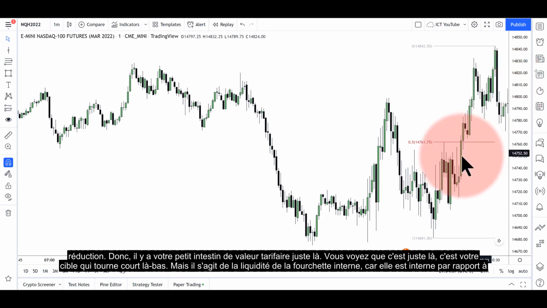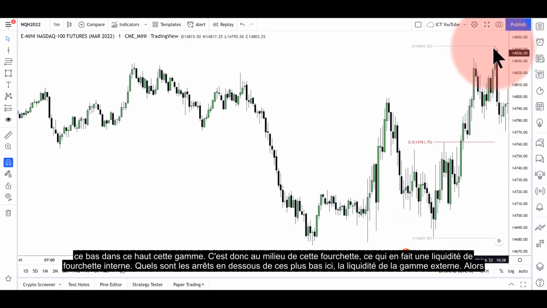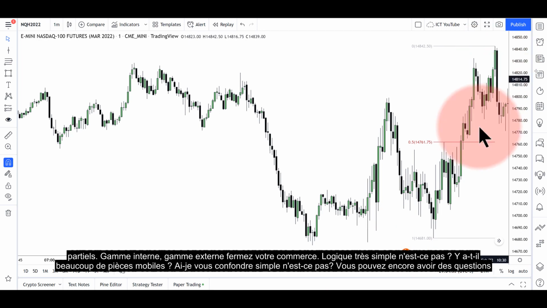But this is internal range liquidity because it's internal relative to this low and this high, that range. So it's in the middle of that range, which makes it internal range liquidity. What is the stops below these lows down here? External range liquidity. So partials, internal range, external range, close your trade. Very simple logic, isn't it? Is there a lot of moving parts? Did I confuse you? Simple, isn't it?